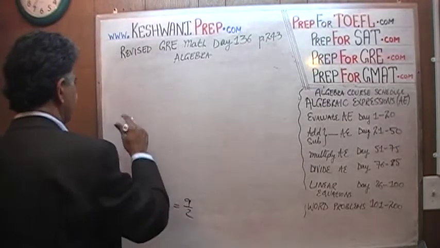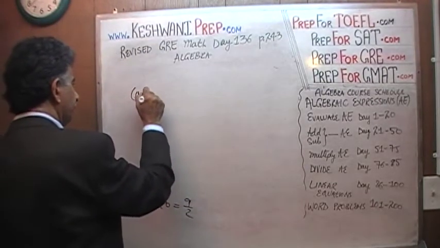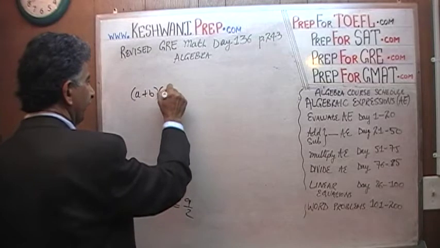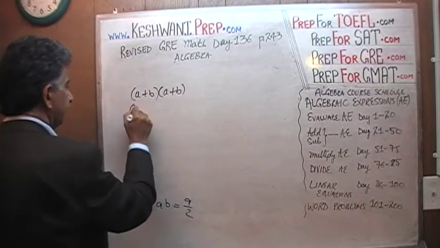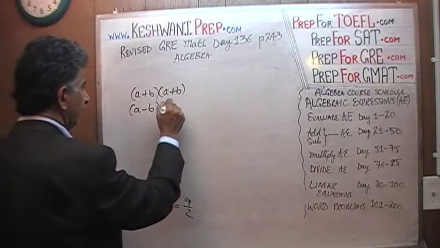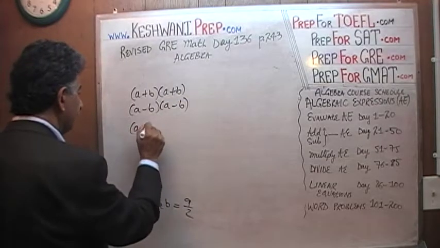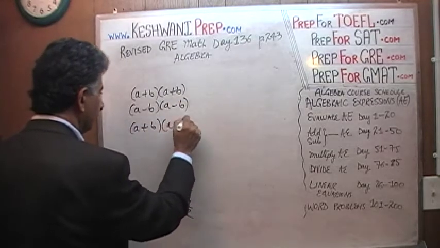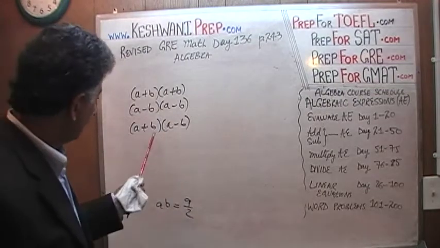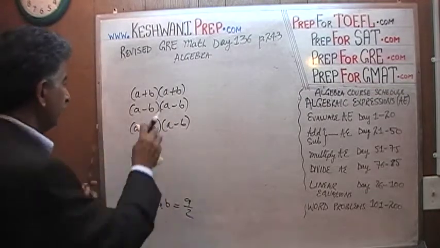Let's do the last one. Last one is this. So the first one was a plus b times a plus b. The second one we did was a minus b times a minus b. And the third one that you have to know is a plus b times a minus b, or a minus b times a plus b. What is that equal to? Let's find out, shall we?